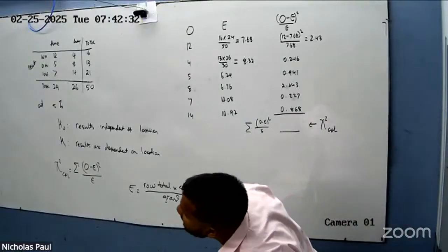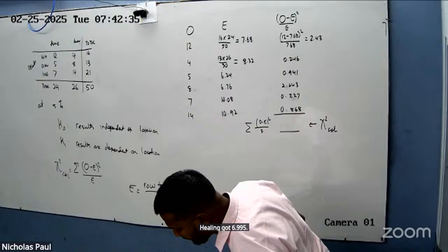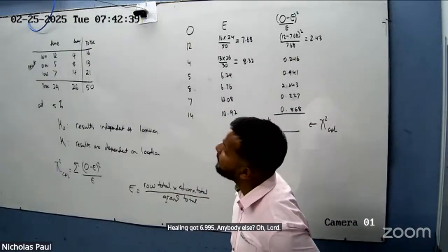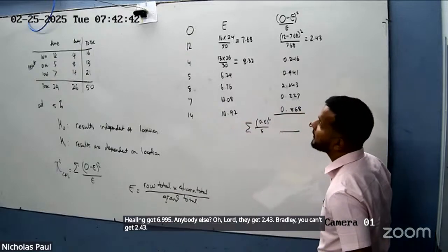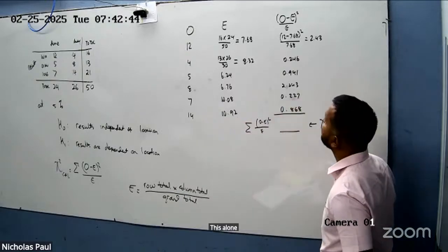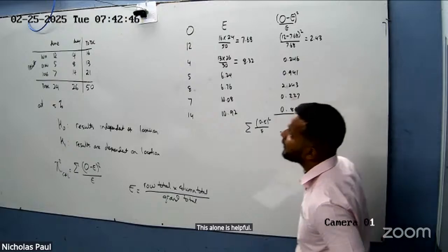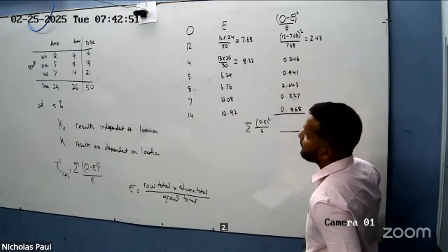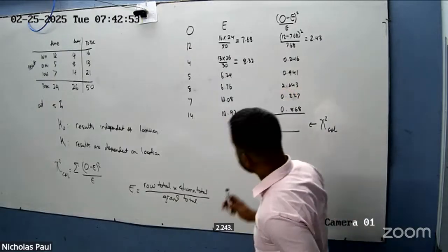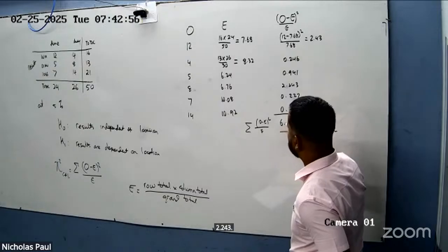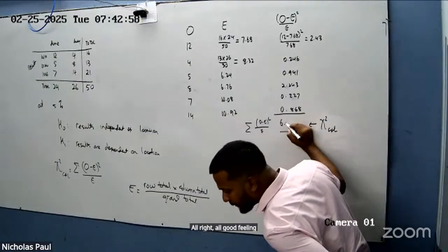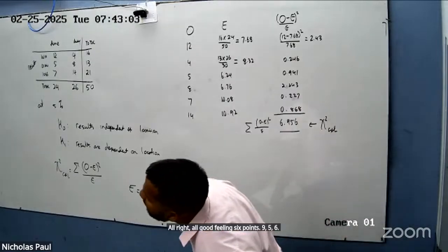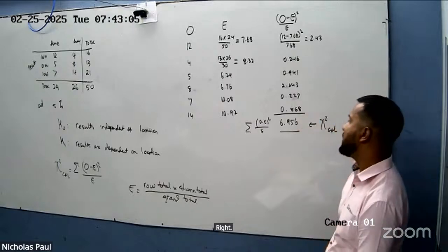Healing got 6.995. Anybody else? Bradley got 2.43. Bradley, you can't get 2.43, this alone is out. What's the fourth number? 2.243. Right, I'll go with Healing, 6.956. Right, nice. So again, 6.956.